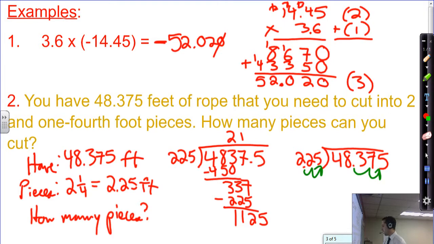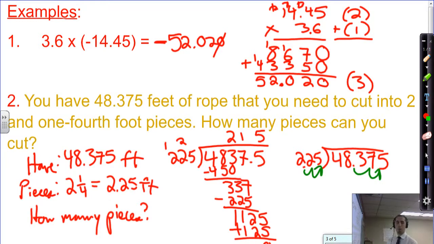1,125. What do we think here? Maybe 5? I know that 250 is close to 225, and 250 goes into 1,000 4 times, but we have more than 1,000, and it's smaller than 250. So we're going to try 5. 5 times 5 is 25. I also know the right answer to this. 5 times 2 is 10, plus 2 is 12. 5 times 2 is 10, plus 1 is 11.